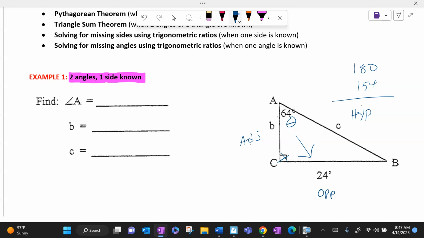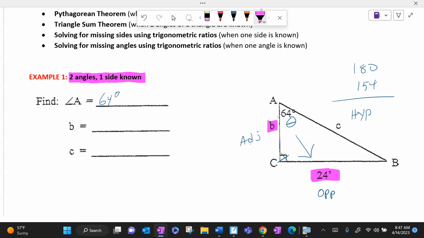Now, I know it's kind of a silly question. It says find angle A. Well, guess what? It's 64 degrees. It's kind of silly. So first it wants us to find side B. So we have to use the information we're given in trigonometry to solve for side B. So I'm thinking we have to use 24 in some capacity.